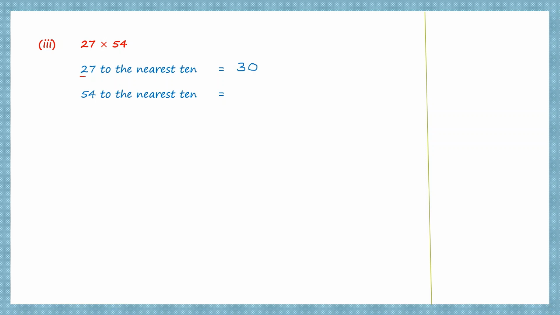Now 54 to the nearest 10, the digit in the tens place is 5. The digit to its right is less than 5. So 5 will remain the same. And in place of 4, we are going to put a 0. Now the required product is 30 into 50. So when we multiply this, let's multiply only 3 into 5, leaving out the zeros. 3 5s are 15. And now we add the two zeros. So the required product is 1500.